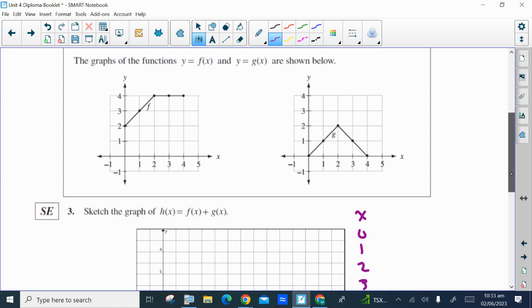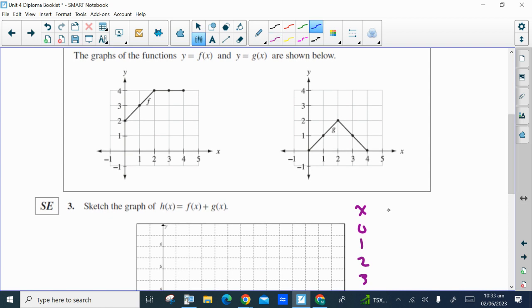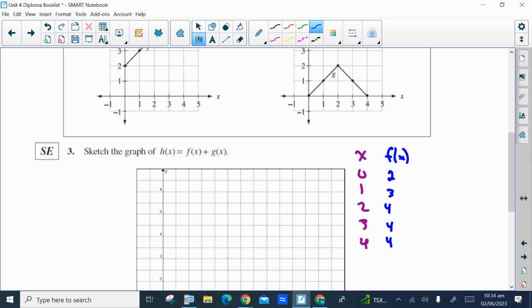So now let's write the y values of the two functions. What is the y value for f at x, for each of these x values? So this graph is at 0, 2, 1, 3, 2, 4, and then it's 3, 4, and 4, 4. Getting those right from the graph. The y values for g for each of these values of x, this graph goes through 0, 0, 1, 1, 2, 2, but then 3, 1, and 4, 0. Those are the y values on g.